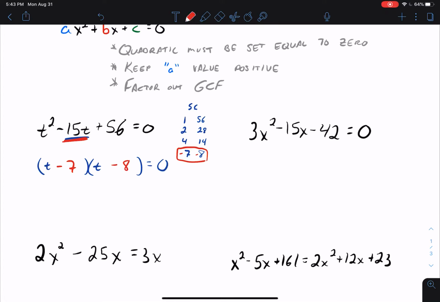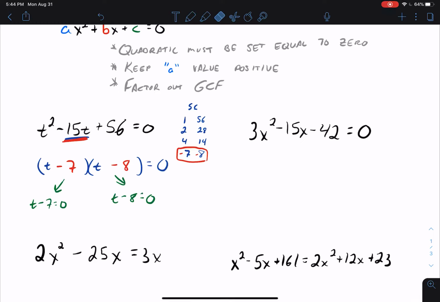So to remember what's next, I'm going to break this apart. So I have t minus 7 equals 0 and t minus 8 equals 0. We're going to use something called the zero product property. Basically, it's saying that when I multiply t minus 7 times t minus 8 and it equals 0, one of those expressions has to equal 0. It's just like if you had 4x equals 0, you know that x is 0, because anything times 0 is 0.